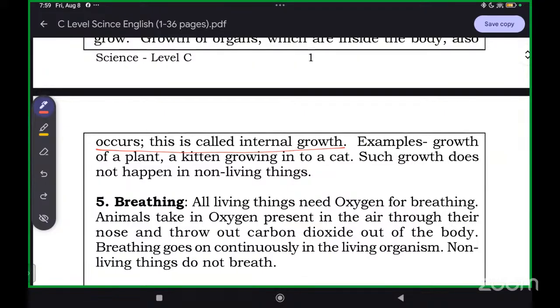Examples: growth of a plant, a kitten growing into a cat. Such growth does not happen in non-living things. We know that non-living things do not grow.